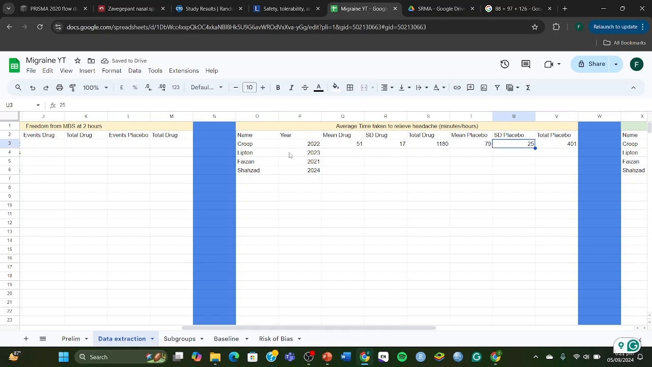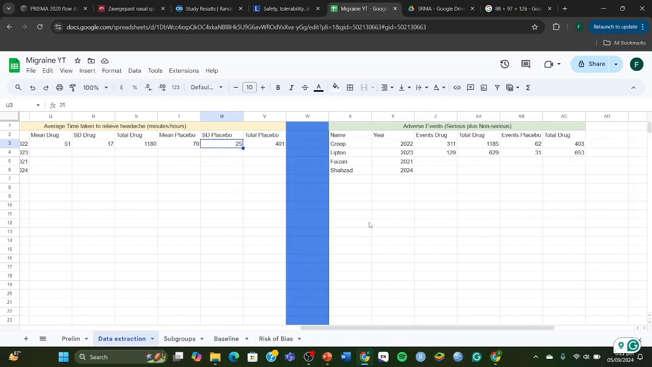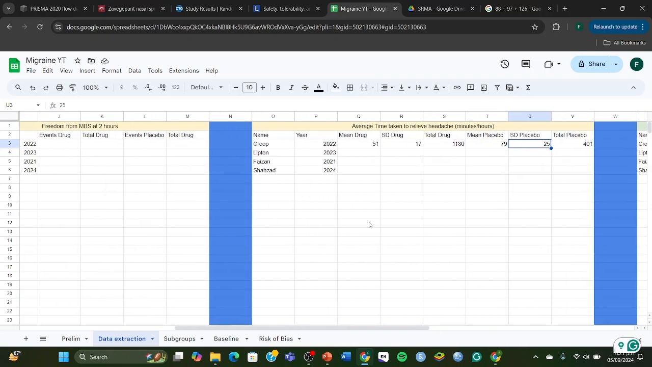You are gonna have a higher standard deviation. So you'll almost always see that if your drug is working, the standard deviation of placebo would be almost always a bit higher than the drug, and that's how we basically extract data. So this is like the end of data extraction.